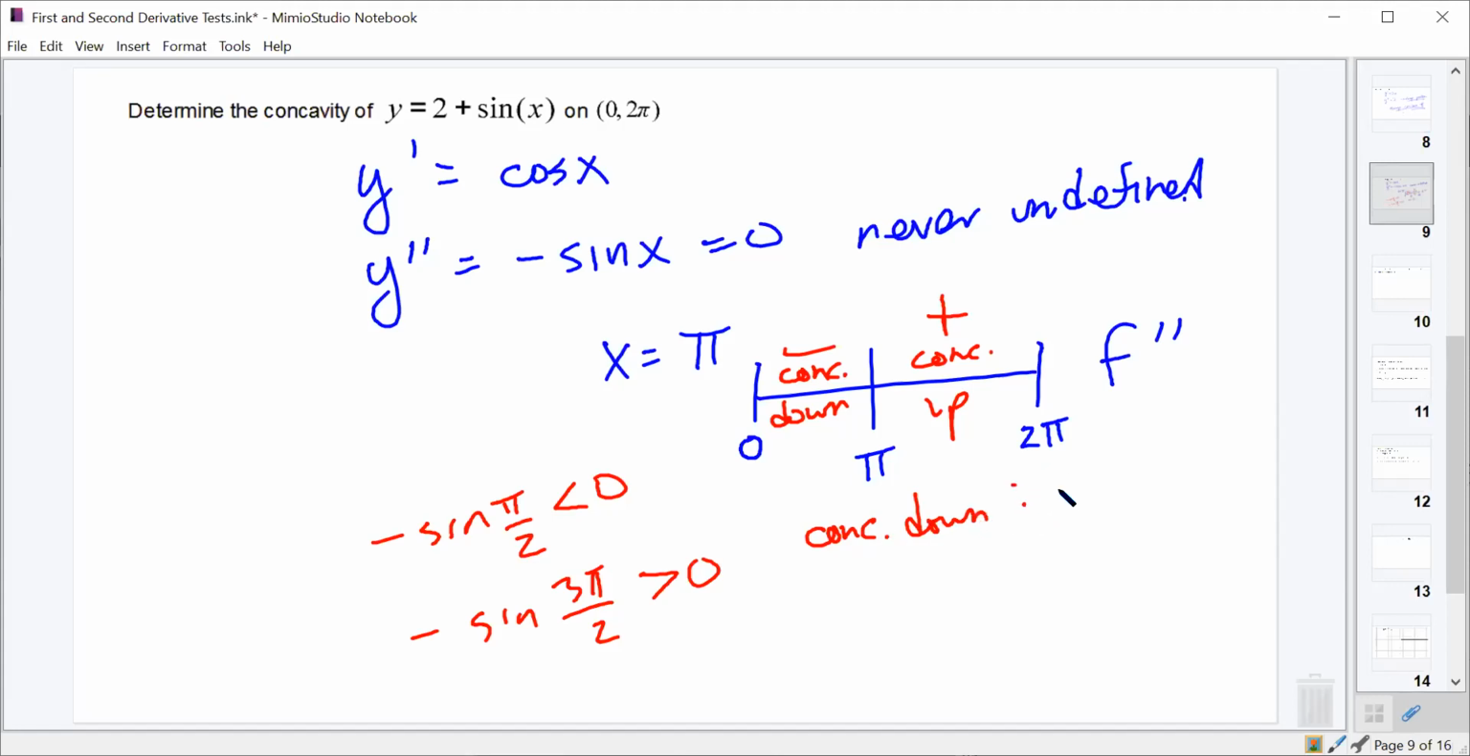So we can say concave down, 0 to pi. And in this case, we're allowed to use the parentheses because the College Board likes to contradict themselves. And we'll do pi to 2 pi in parentheses also. Everybody good with that?